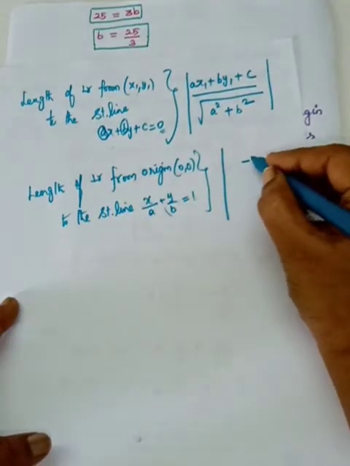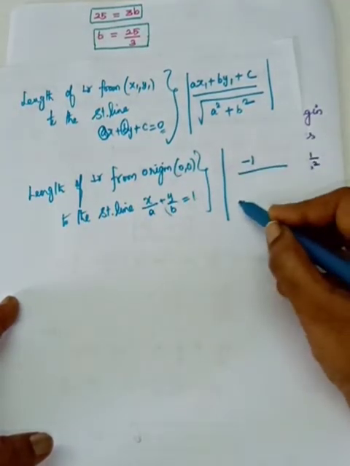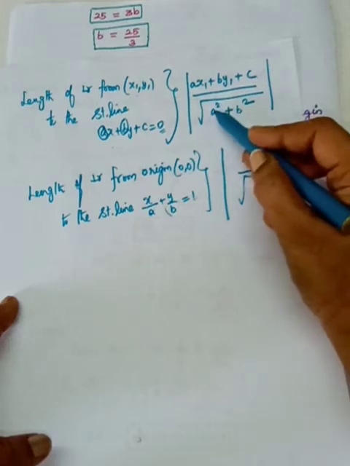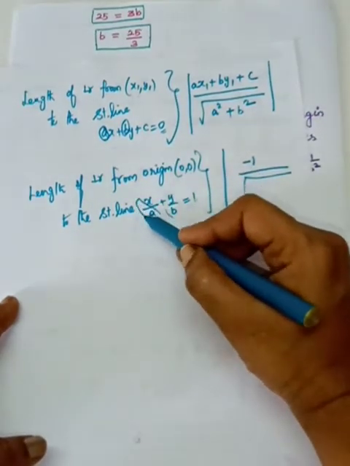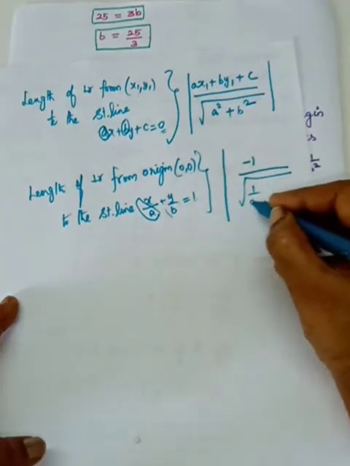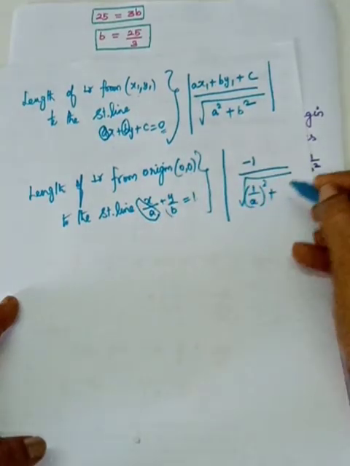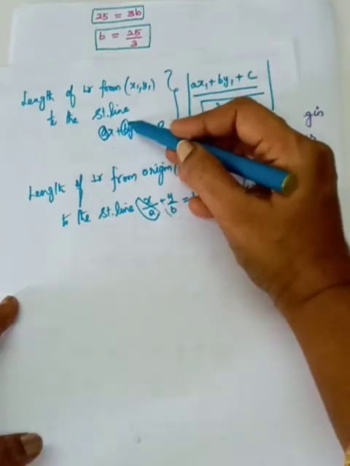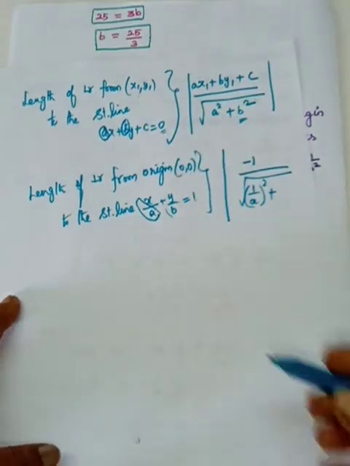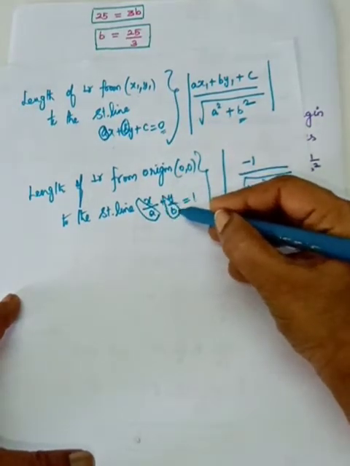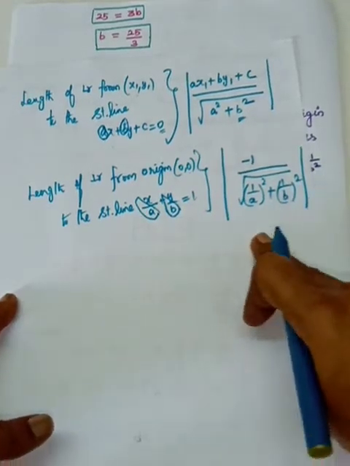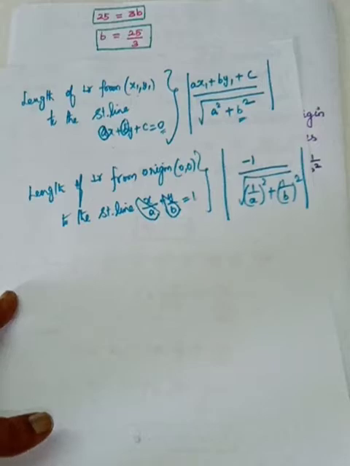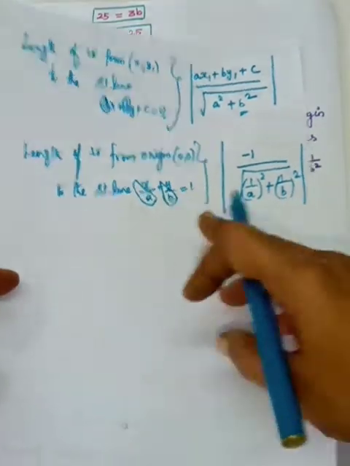But you will have minus 1 divided by square root of, here what we did, a, what is a? It's the coefficient of x. So what is the coefficient here? It is 1 by a. So 1 by a the whole square plus here b. What is b? It's the coefficient of y. So here your coefficient of y is 1 by b. So 1 by b the whole square. So this is your length of the perpendicular from origin to the straight line.